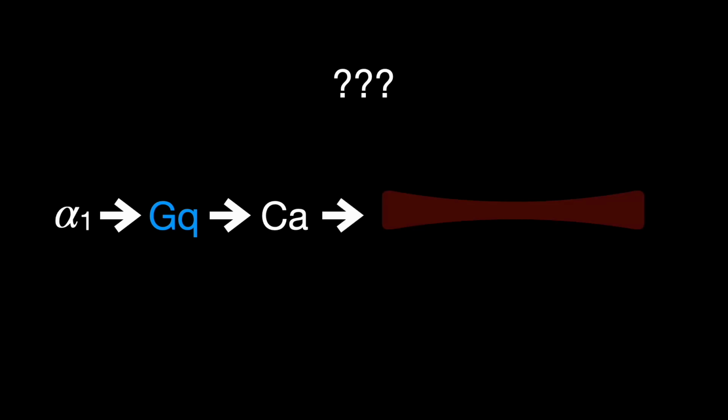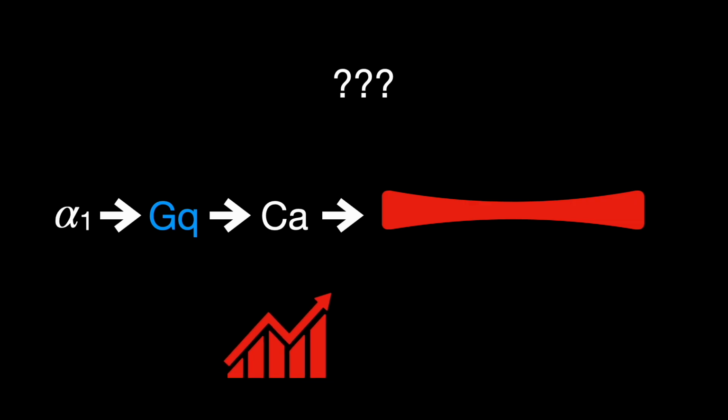Alpha-1 receptors are Gq coupled and increase intracellular calcium, thus causing vasoconstriction. This results in increased blood pressure, so caution is advised. We mentioned contraction for Alpha-1, right? Yes, because we are not done with the contractions yet.